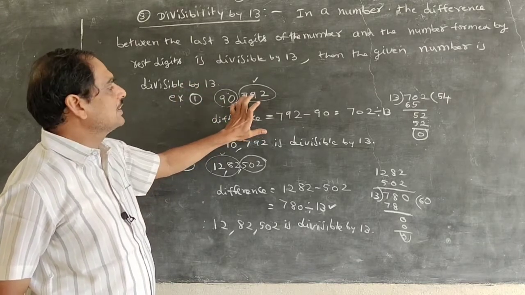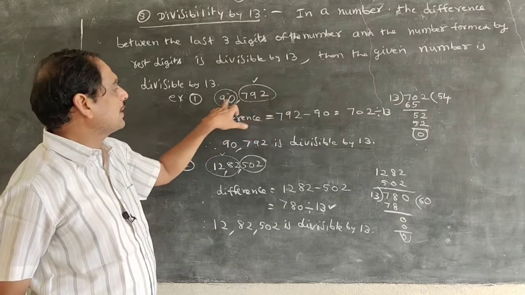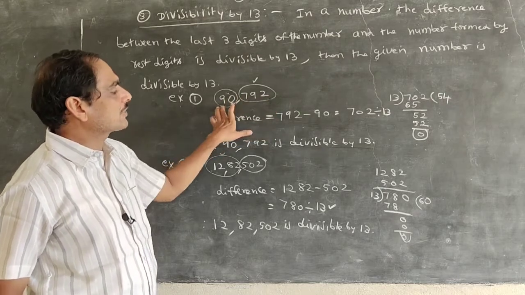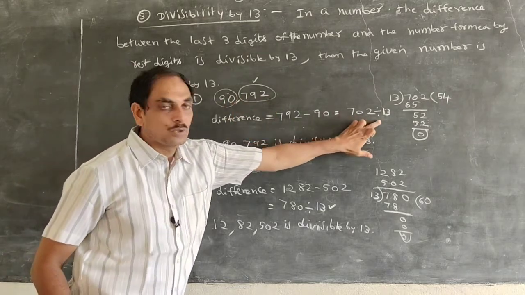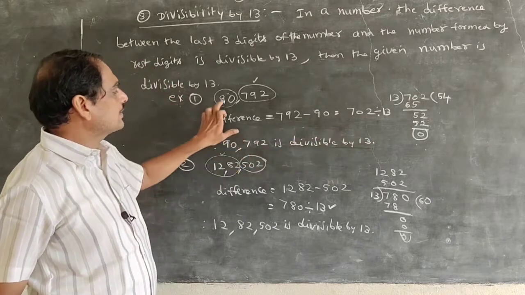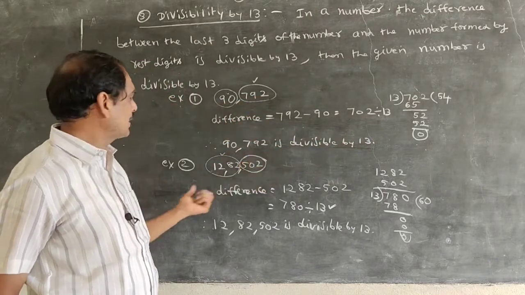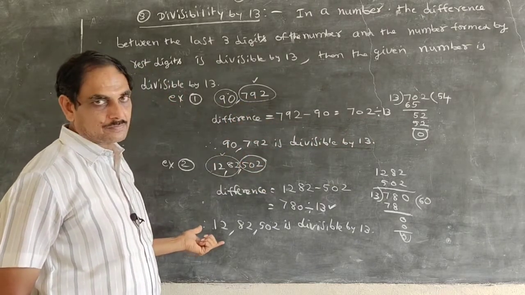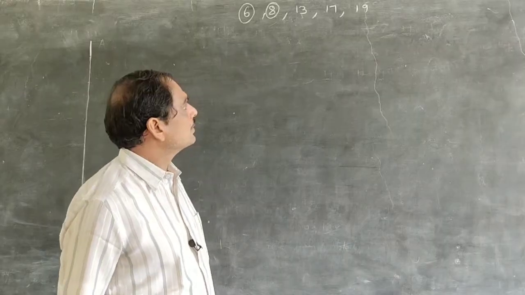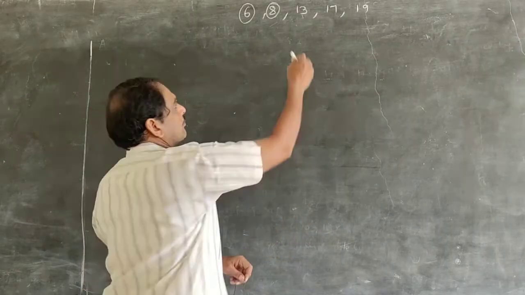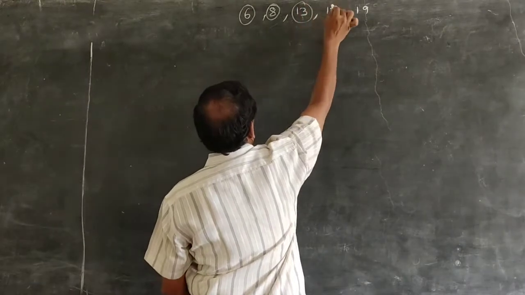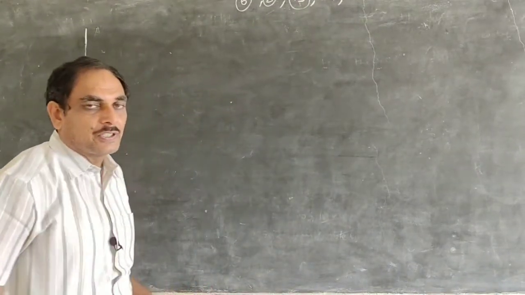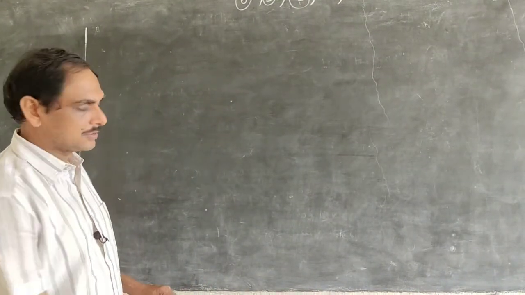First is this. In this, 792 is big and 90 is small. We find the difference between them, which is divisible by 13. So we say that this number is divisible by 13. Similarly, example 2. The divisibility rule for 13 is over now. Now we go to the divisibility rule for 17.